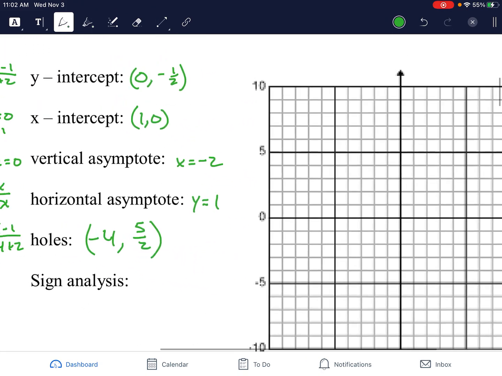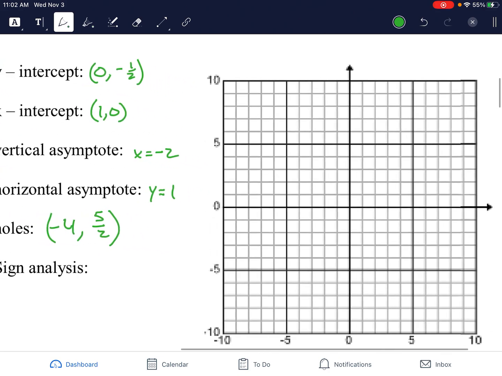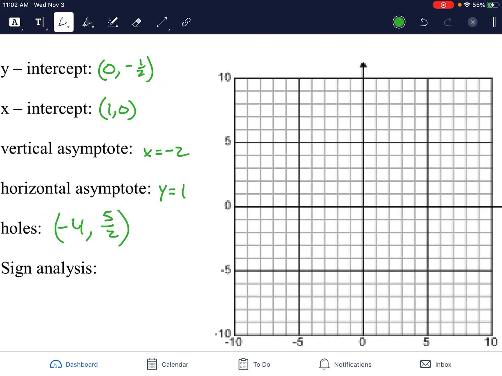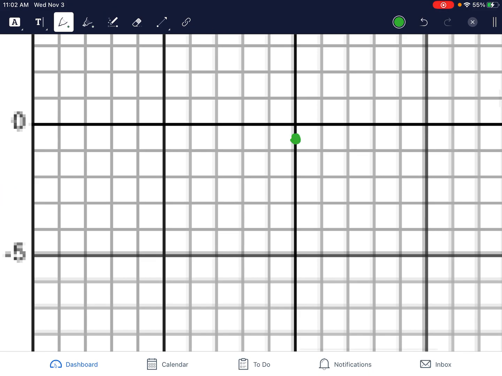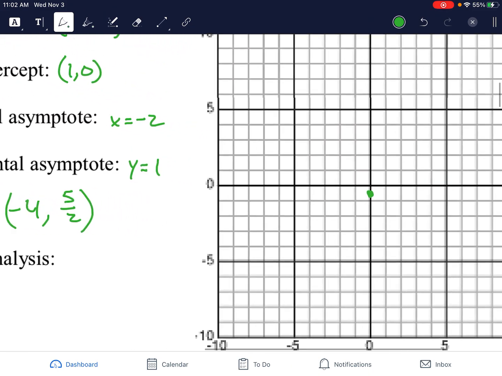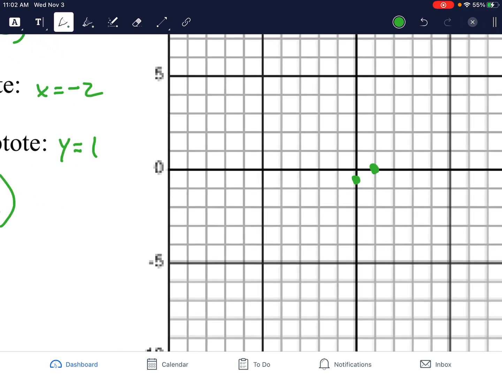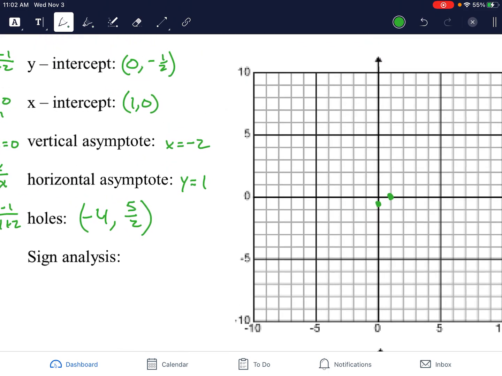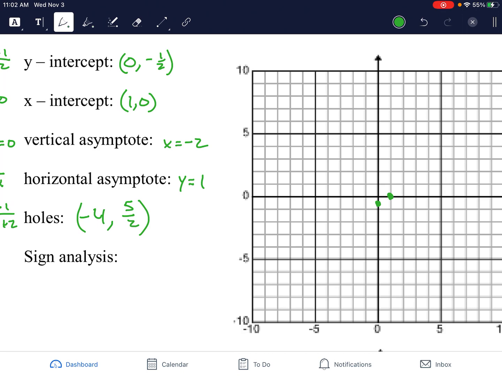Now we can start figuring out where all those things belong on your graph. So the y-intercept is 0, -1/2. So that's going to go right here. Your x-intercept is at 1, 0. That goes right there. Your vertical asymptote is x equals -2. So we're going to put that right here. Remember, vertical goes up and down, which means horizontal goes left and right. Horizontal asymptote is at y equals 1.